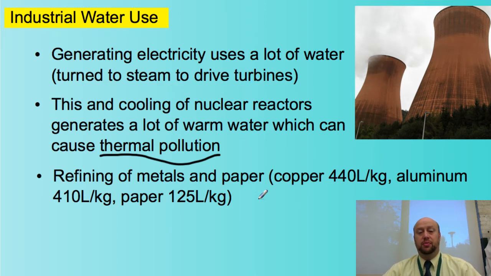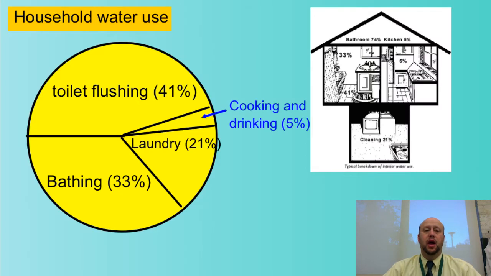And then, of course, the water that goes into this stuff then tends to be contaminated. I mean, in the case of copper and aluminum, it's probably going to have some copper and aluminum ions dissolved in it. In the case of paper, it's probably got the bleaching chemicals and all of that in it. And so that water either has to be treated if it's done properly, or sometimes it's just dumped back out into the local stream and allowed to dilute. But that means that you then have all of those contaminants out in the water. So industry uses a lot of water.